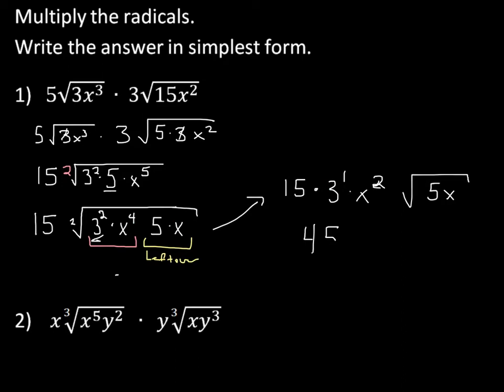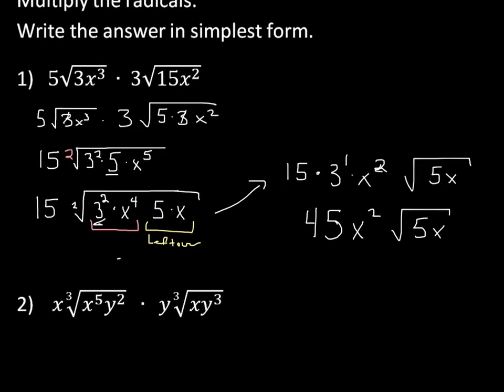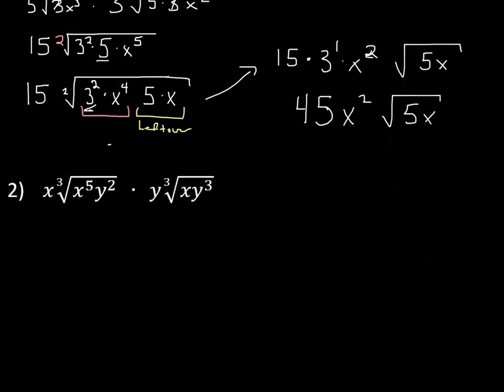We have a 45, and then we've got an x squared. So that's going to be 45x squared out front, and then we have square root of 5x. All right, let's go down here and take a look at this other one. This is really important to know.